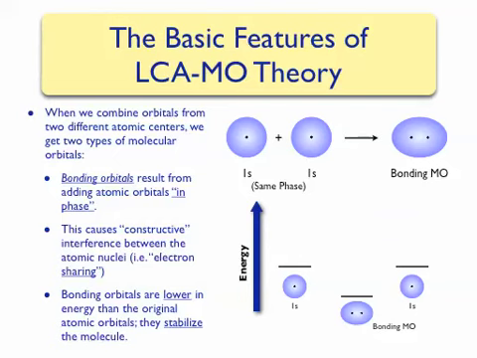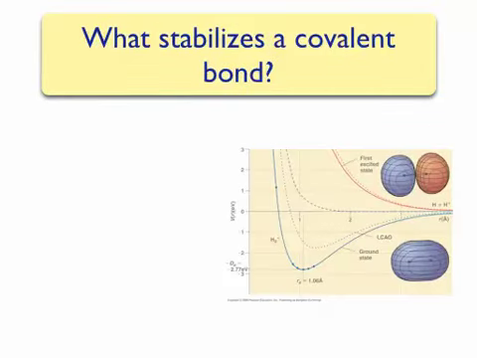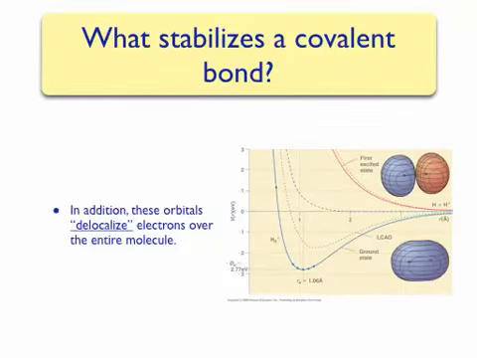Why is the energy lower when you make a bonding molecular orbital? The reason why this orbital is so stable is basically because it allows the electrons more space. Therefore, you've delocalized the electrons over two atomic centers.